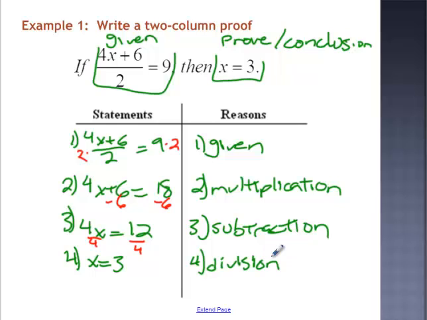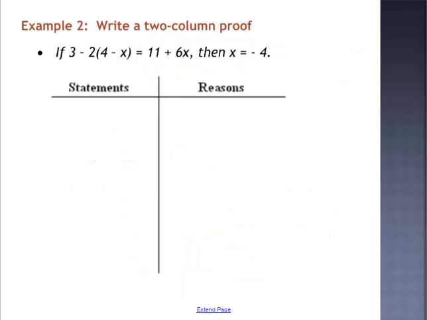So as you're going through a proof, the part in red is not actually your statement, but I'm still going to write it because that's the process to get from one step to the other, and that process is what we write for our reason. Once you get to x equals 3, you're done. You've justified all your work in a proper proof. So let's try it again.